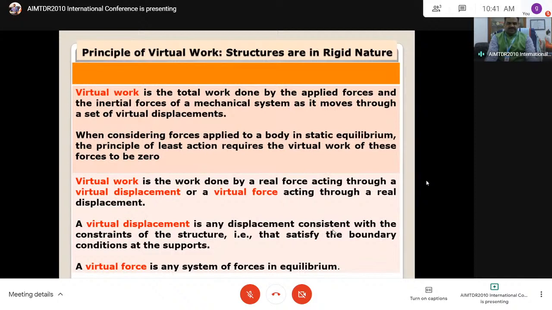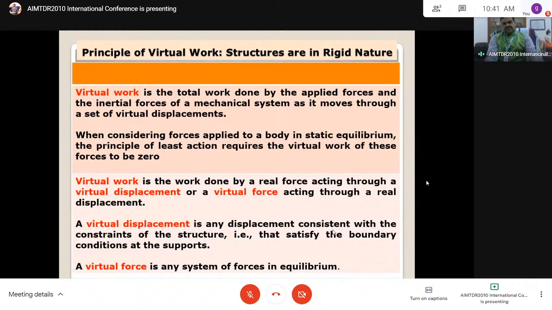If it is dynamics, convert it into a static problem, like with an inertia force, etc. A dynamic problem can be converted into a static problem by applying the inertia force in the opposite direction to keep it in equilibrium. That equilibrium we call dynamic equilibrium, like D'Alembert's principle and other things. That we will see later when we are dealing with the dynamics part.